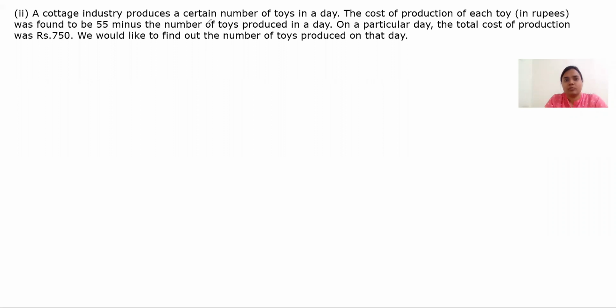A cottage industry produces a certain number of toys in a day. The cost of production of each toy in rupees was found to be 55 minus the number of toys produced in a day. On a particular day, the total cost of production was rupees 750. We would like to find out the number of toys produced on that day. The thing that should be noticed in this question is that first we have to find the number of toys, then it is given the cost of production. So let the number of toys be X.